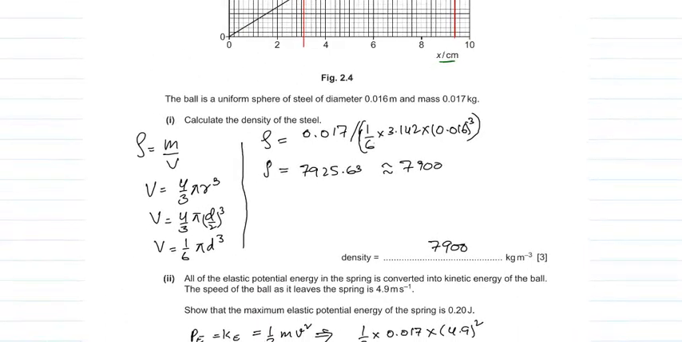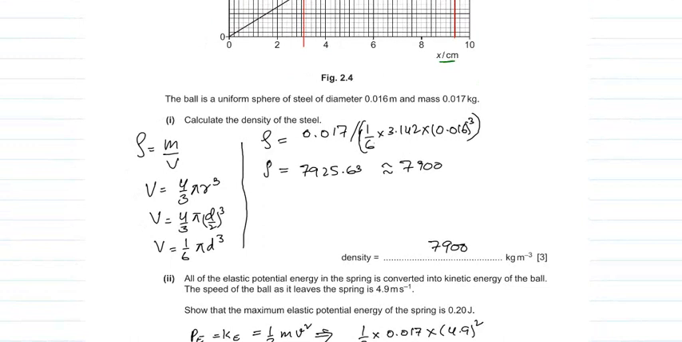So we know the formula of density equals mass over volume. We know the mass, which is 0.017 kilogram. So the volume, we have the formula is 4 over 3 pi r cube, or we can convert this because we have the diameter.